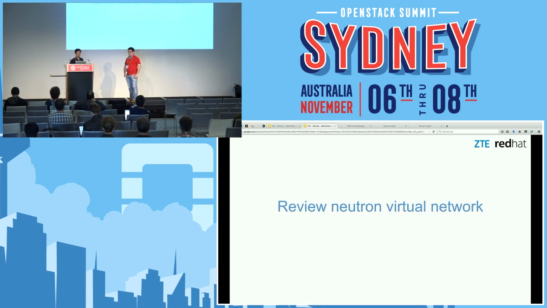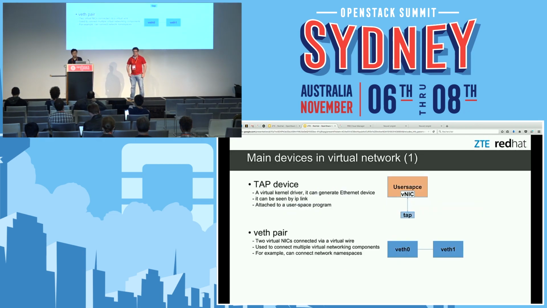Next, we will review the Neutron virtual network. So we can see there are many devices in the virtual network. First is the TAP device, a virtual network kernel driver. It can generate an Ethernet driver. It can be seen by IP link commands, and it can attach to user space programs. For example, it can attach to a user space VM network interface.